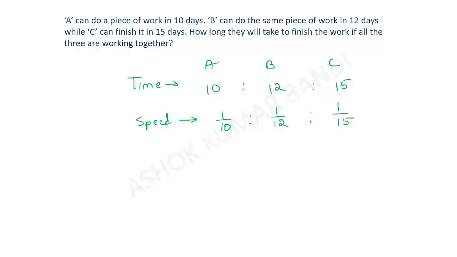So I know that multiplying or dividing the ratio by the same number is not going to affect the value of the ratio. That's why I am multiplying this entire speed ratio by 60. It is not going to change the value, it's just going to change the appearance. So this is 6 times, 5 times, and this is 4 times. That means 1/10:1/12:1/15 is the same as 6:5:4. So this is the speed ratio of ABC and this is the time ratio of ABC.